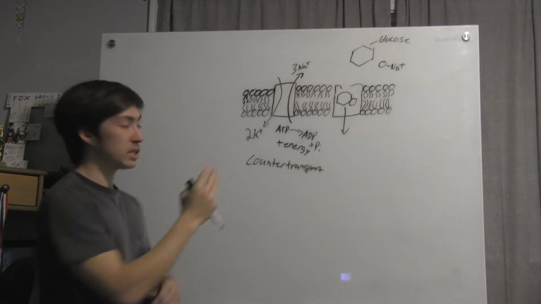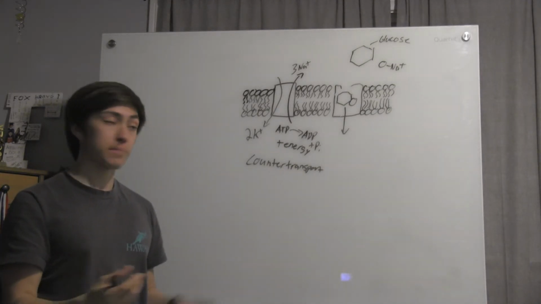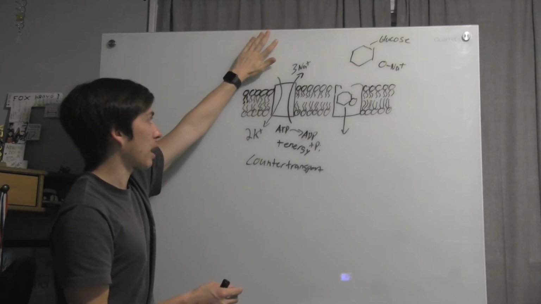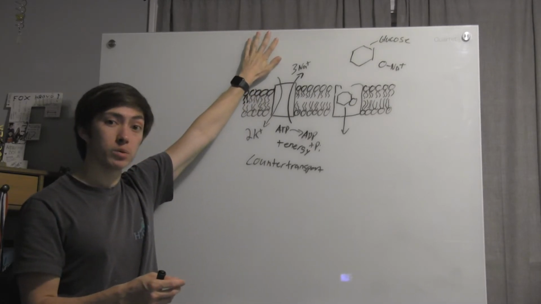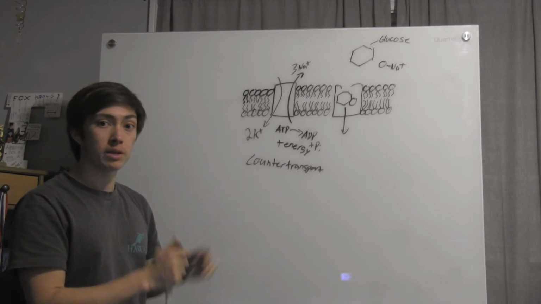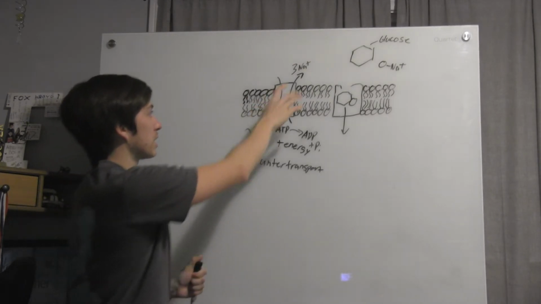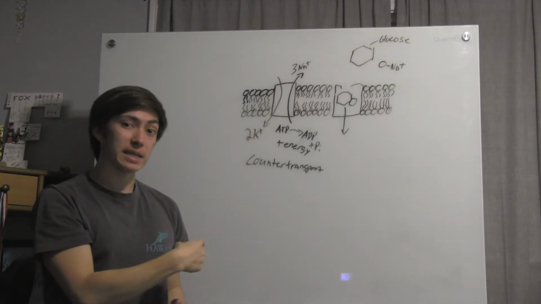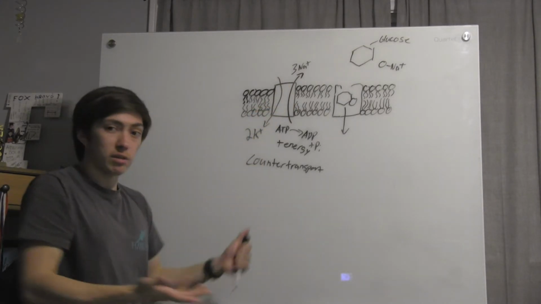Now, what this is going to do is create a gradient. It's going to create a gradient of a higher concentration of sodium outside the cell and a greater concentration of potassium inside the cell. So, this is going to mean that sodium is going to want to get back in. And we're going to let it back in.